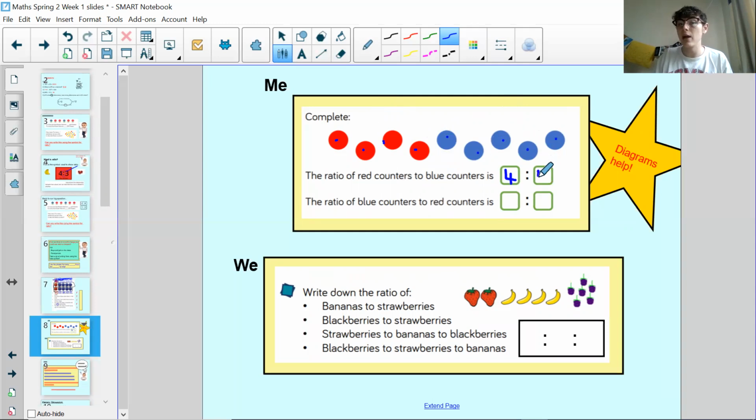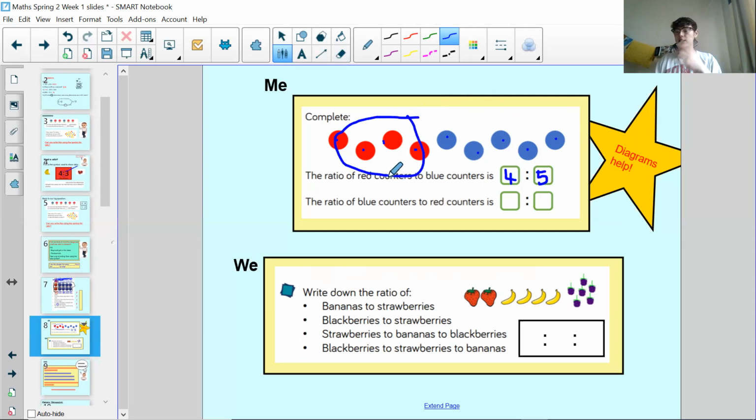1, 2, 3, 4, 5. So for every 4 red counters, see, I'm using my for every sentence. For every 4 red counters, there are 5 blue counters.